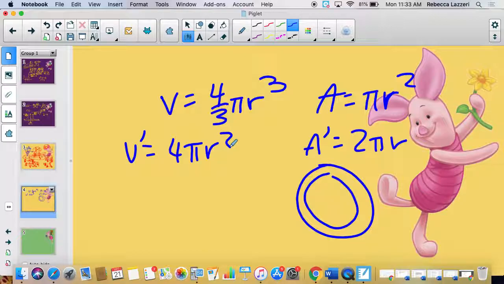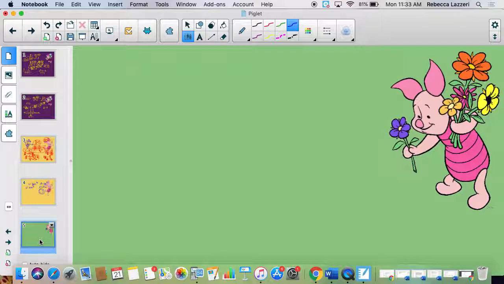All right, now let's go to the C part. It's the circumference formula. Whoa. Yeah, that's actually pretty cool.